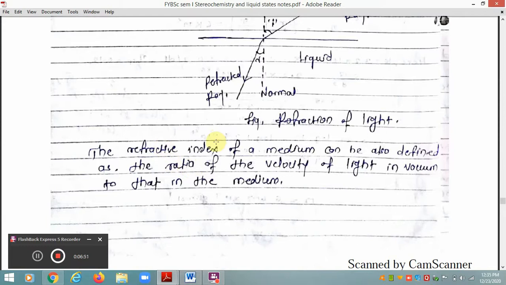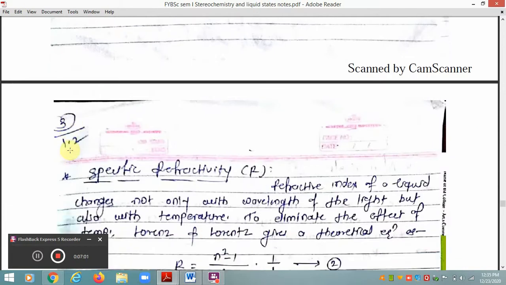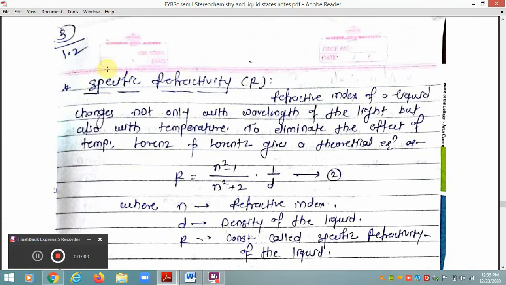The refractive index of the medium can also be defined as the ratio of the velocity of light in vacuum to the velocity of light in the given medium. So this can also be defined in terms of the velocity of light. And the first type of refractivity is called specific refractivity, indicated by R.